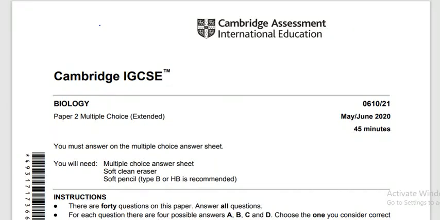We'll be looking at the IGCSE Biology past paper, and here we'll be looking at the May-June 2020 paper. We're looking at paper 2.1, and this covered the extended aspect of the syllabus. So we're just going to have a quick walkthrough.